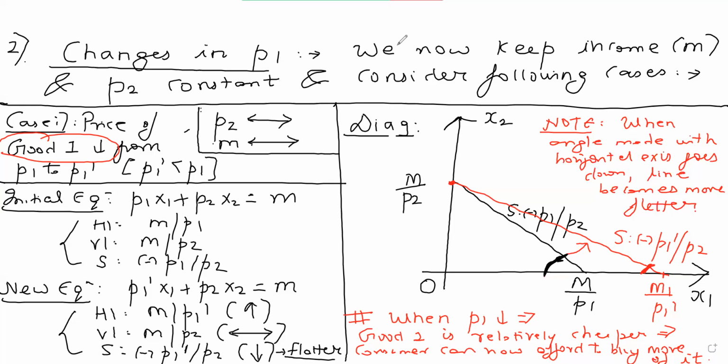So all my students should be convinced in every aspect. You should be clear with the math also. You should be clear with logic also and common sense. Common sense simply says good one has now become cheaper. You can now afford to buy more of it. Mathematically also you should be convinced. Vertical intercept is the same. Horizontal intercept has gone up. Slope has now gone down. The line has become more flatter than before.